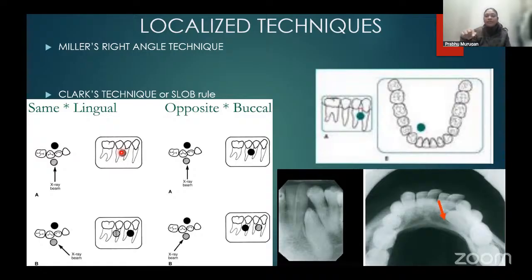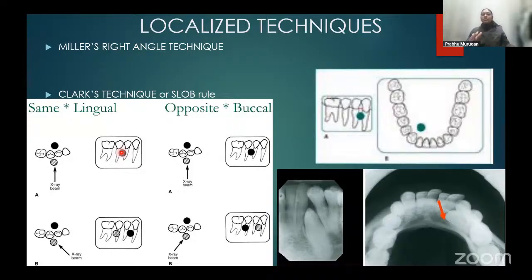That is why SLOB: Same side lingual, opposite side buccal. This is called Clark's technique. The first one that I mentioned is called the right angle technique, or Miller's technique. It is right angled because you're taking an IOPA and an occlusal, two X-rays at right angles to each other. So that is your Miller's right angled technique.